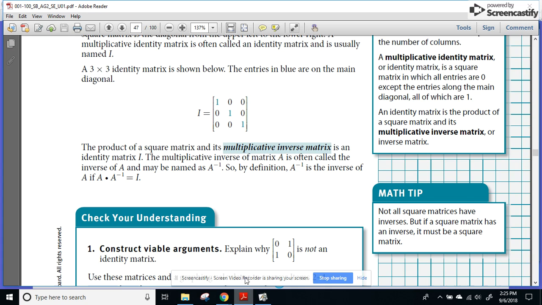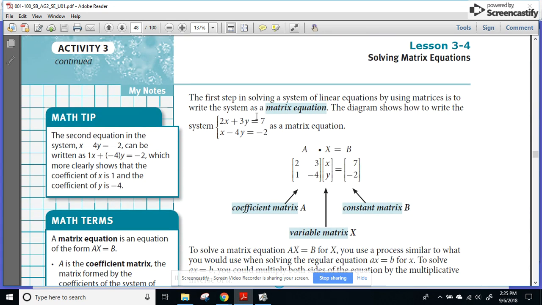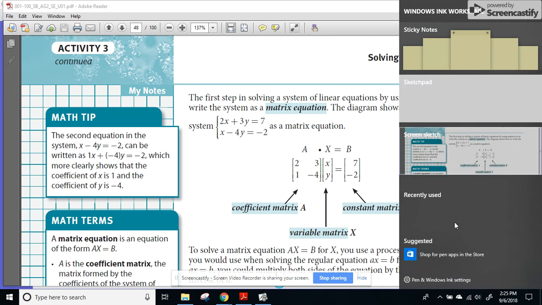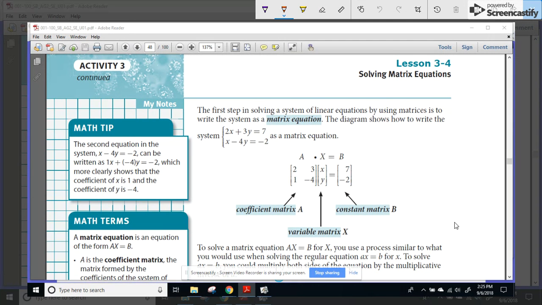So here's what you have to understand. You have to be able to turn this system into this matrix equation. This is very, very important. You absolutely, positively must be able to take this thing right here and write a matrix equation. So this 2 goes right here. This 1 goes right there. 3 goes right here. -4. Notice the -4. The negative comes with the 4. Those are all the coefficients of those variables. So that's why that's called the coefficient matrix. These are the variables, the x and the y. They go right here. And then this one right here, the 7 and the -2, those are the constant matrix.